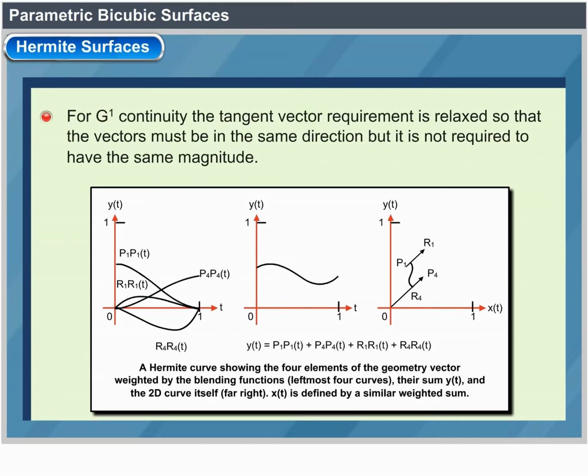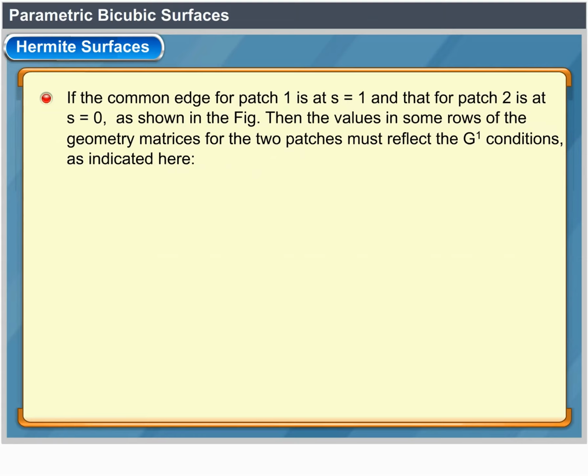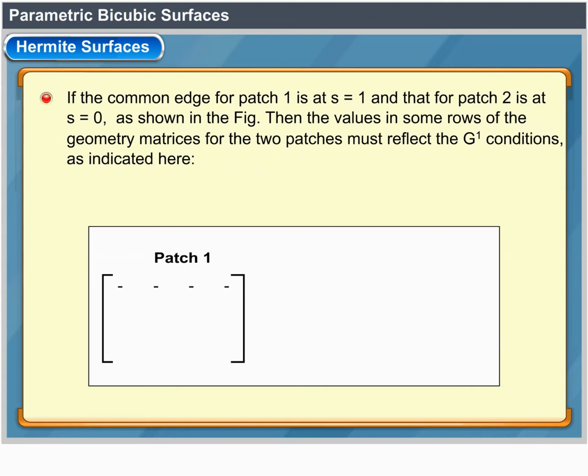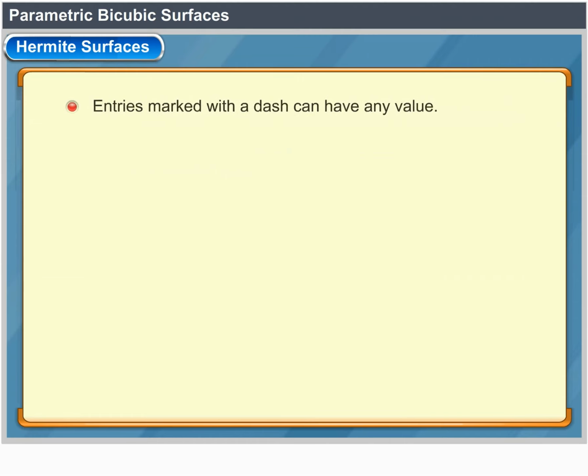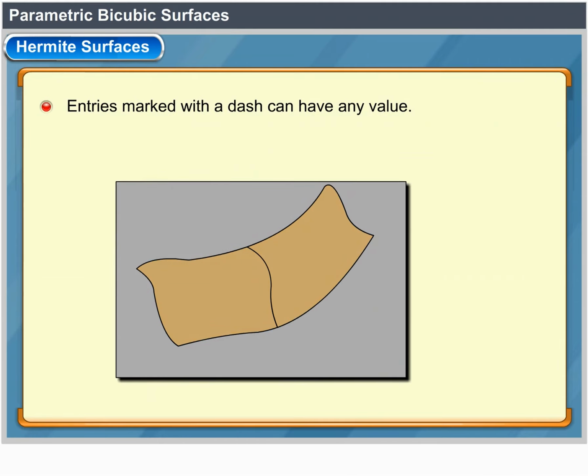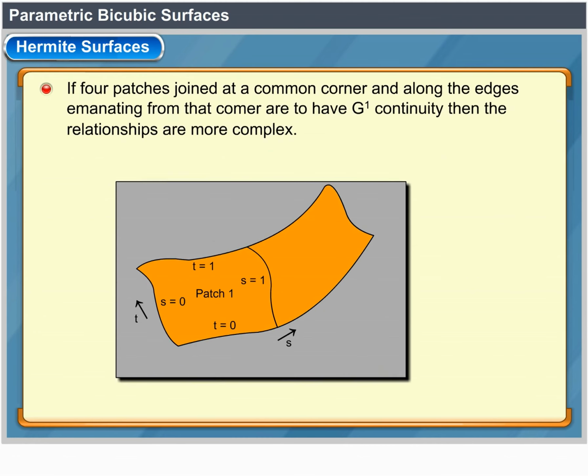For G1 continuity, the tangent vector requirement is relaxed so that the vectors must be in the same direction but do not need to have the same magnitude. If the common edge for patch 1 is at s equals 1 and that for patch 2 is at s equals 0 as shown in the figure, then the values in some rows of the geometry matrices for the two patches must reflect the G1 conditions as indicated here. Entries marked with a dash can have any value. If four patches joined at a common corner and along the edges emanating from that corner are to have G1 continuity, then the relationships are more complex.